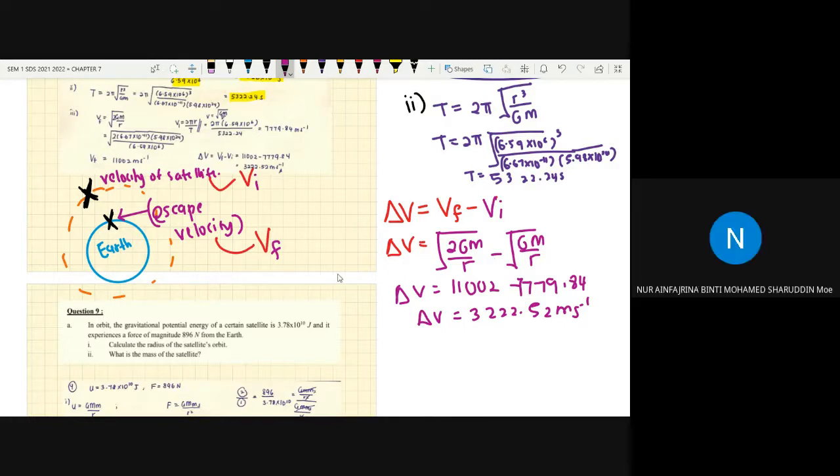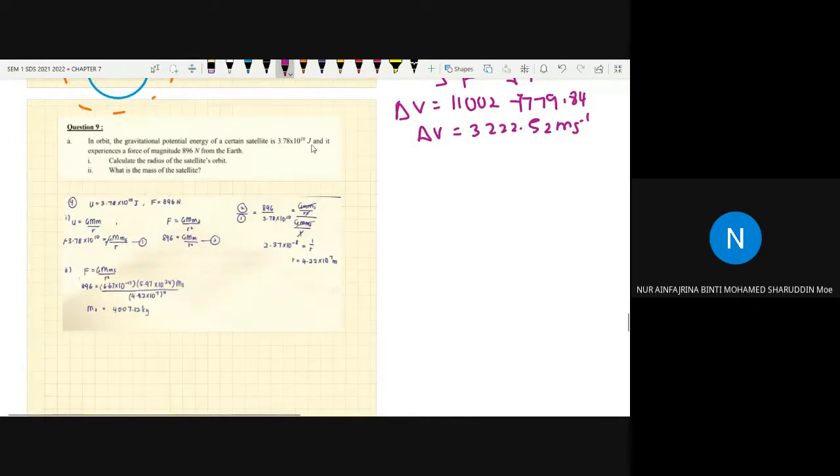Yes. Okay, question 9. In orbit, the gravitational potential energy of the satellite is 3.78 times 10 to the power of 10 joule. So it has already stated its gravitational potential energy. So we know gravitational potential energy will be negative. And it experiences a force, and the force it experiences is gravitational force. Calculate the radius of the satellite orbit.